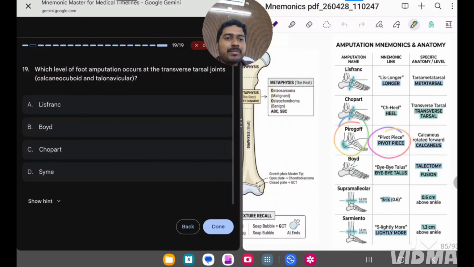Pirogov is at the pivot piece. Pivot piece is mainly the calcaneum, which is pivoting. Next is Boyd. Boyd is at the talus, you are doing talectomy. Supramalleolar, you are doing 0.6 cm above the ankle, and Syme's, that is slightly more, that is 1.3 cm above the ankle. This is how you remember it in easy terms.